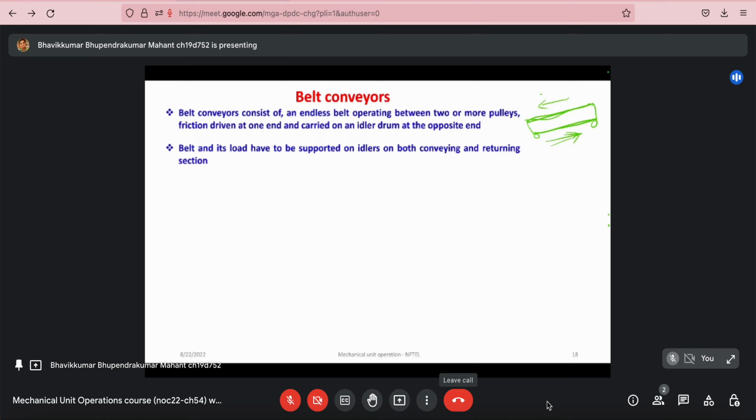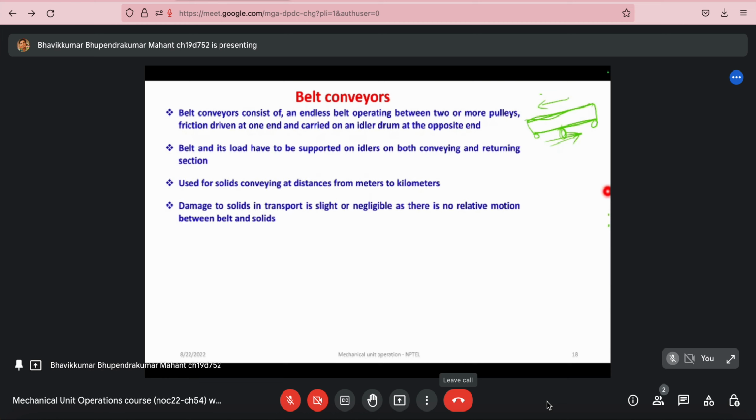Belt and its load have to be supported on idlers. Sometimes in between they use idlers to support both the conveying and returning section of the whole belt, because with only the belt, if you have a high solid mass, you can't sustain it. Used for solid conveying over a distance of meters to kilometers. The belt conveyor is used for distances up to kilometers.